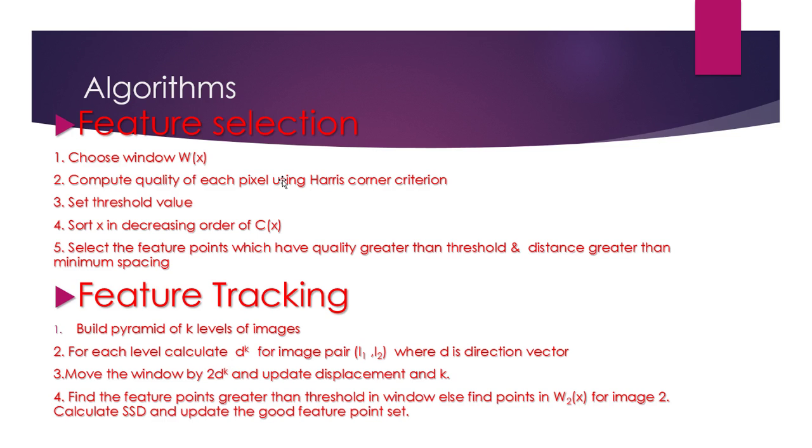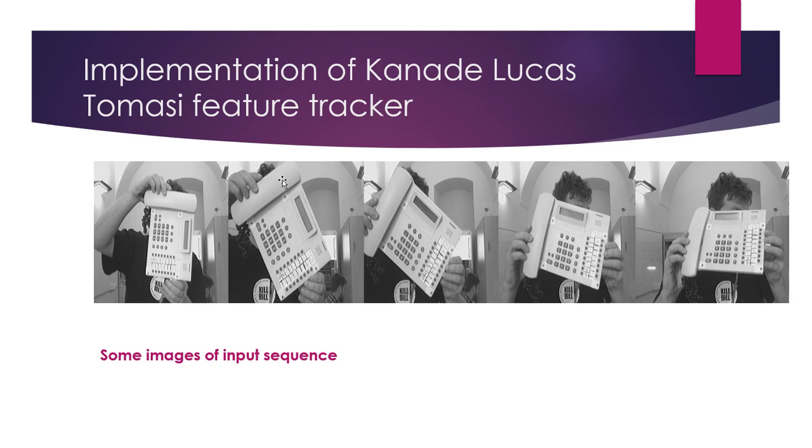This algorithm is divided into two parts: feature selection and feature tracking. Feature selection is the one that I explained before, using the Harris corner criteria, where we calculate the quality of each feature point, and if the quality exceeds the threshold, we select it, else we reject it. Also, we can consider one more thing: the minimum spacing between two feature points must be greater than some fixed distance. Then there is feature tracking, which is done by the pyramidal implementation, which I have already explained.